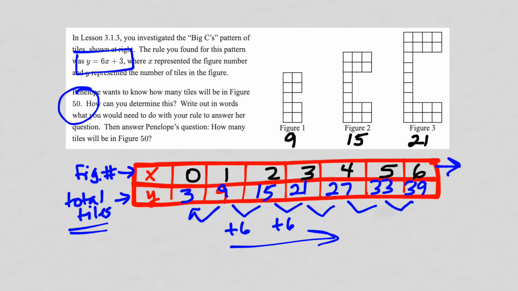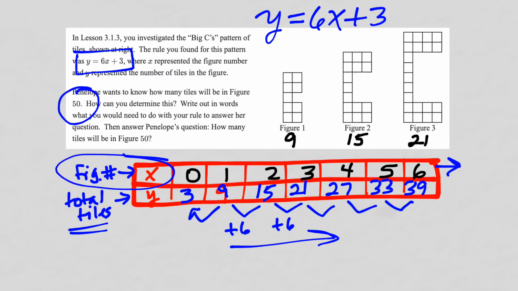Okay, so how that would look is this. y equals 6x plus 3. And what we're going to do is substitute in, since x is the figure number, we're going to substitute the 50 in for the x. y equals 6 times 50 plus 3, and we're going to solve that. But actually, I'm going to move to the next page because I'm running out of room. Hold on just a moment.